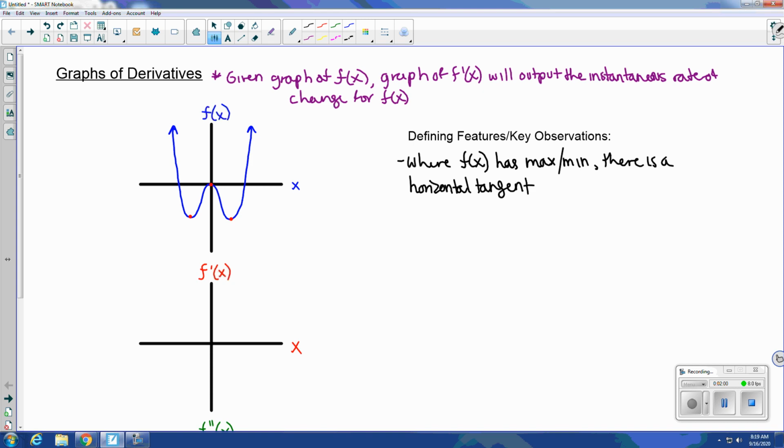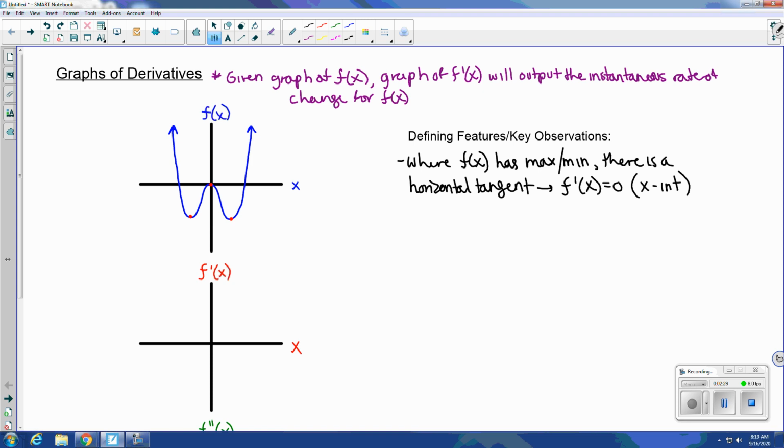Now, why do we care about horizontal tangents? Horizontal tangents have instantaneous rates of change of 0, right? Their slopes are equal to 0, which would imply that our graph of f prime of x is going to equal 0 where I have horizontal tangents, which means that we're going to be able to identify x-intercepts. Wherever we have horizontal tangents, we're going to have x-intercepts on our f prime graph.